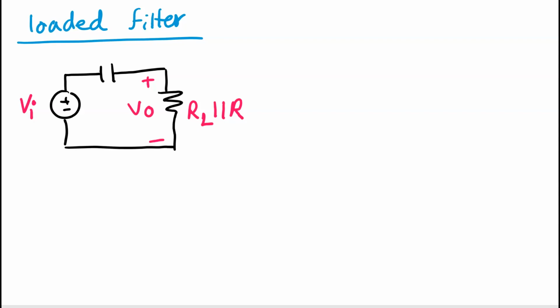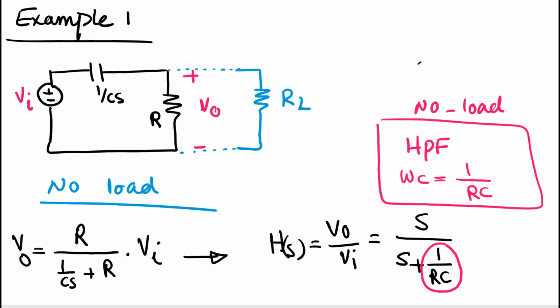Because the elements are in parallel, the voltage across the equivalent parallel resistance is equal to the voltage of each single one of them. So I still have VO here across this equivalent resistance. Let's call this RL in parallel with R as RX. So this is basically the same circuit as the no load circuit, with the change that instead of R, I'm looking at RX.